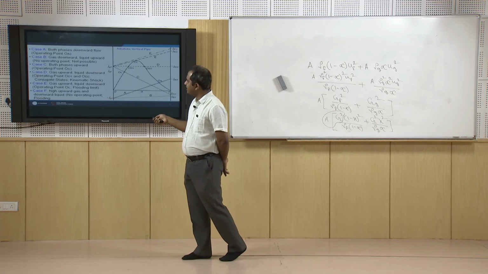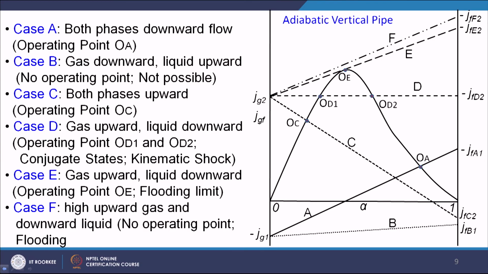Next, case E, gas upward and liquid downward, but a special case. Let us say the liquid velocity is such that the line joining Jg2 and Jfe2 becomes the tangent of this curve. So, at this point, starting from kinematic shock, it converts into a single operating point. This is actually called the flooding limit. Beyond this we will always have flooding by some liquid phase.